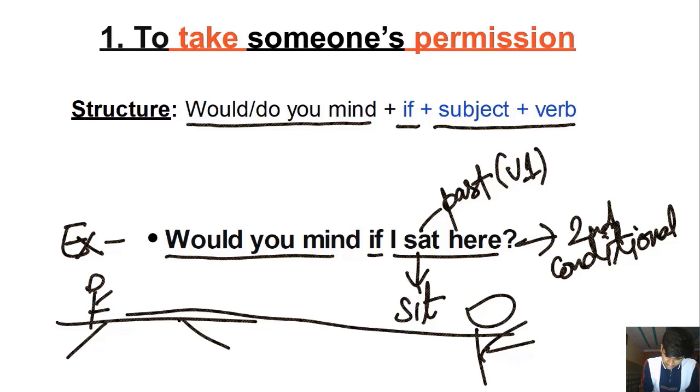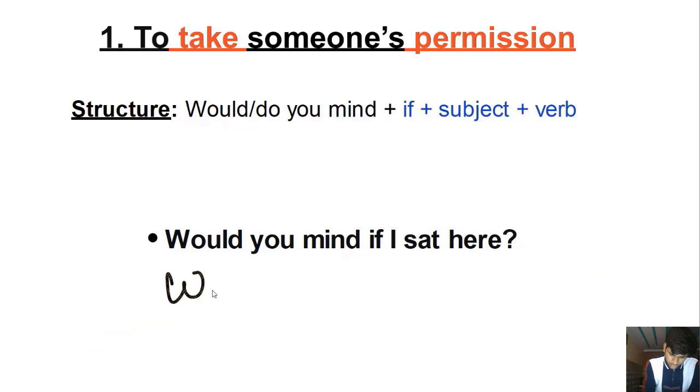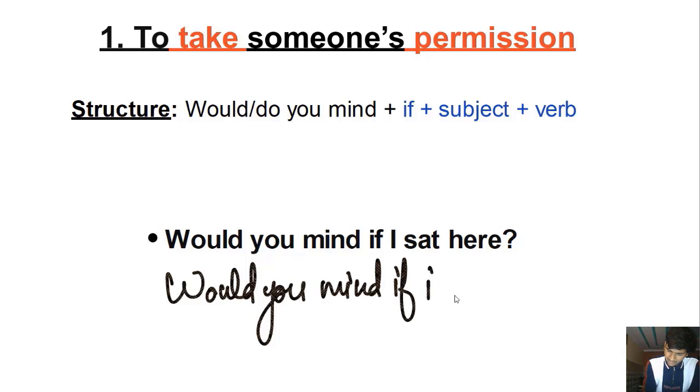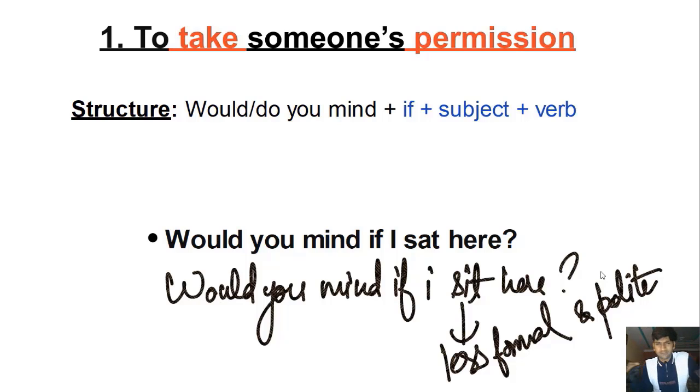Okay, so let me clean this and show you something. So if I say, would you mind if I sit here? This is less formal and polite. This is considered to be less formal and polite because you have already thought of it, you've already planned it. You just go to the person and you're taking the permission, but you've already thought about it, man.